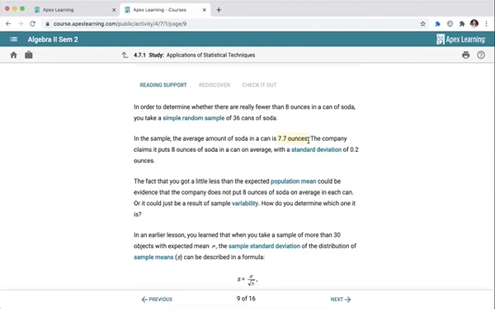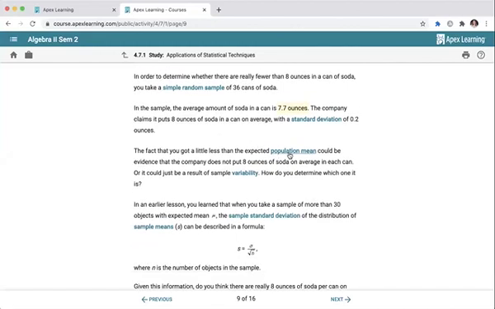So obviously here there's a little problem that we need to solve out here. All right, and of course we got less than our expected mean. Okay, so it could be evidence, right? And I love that they said that.